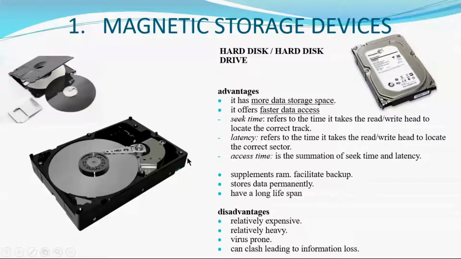Now, what are the advantages of these? What you have to understand is that most of the storage devices that use the magnetic surface have more data storage space compared to other primary storage devices. Then they also offer faster data access. For example, now in our computers, we have the hard disks where the operating system sits. So data access is fast. Then we also have what we call seek time when we are dealing with these computer memories.